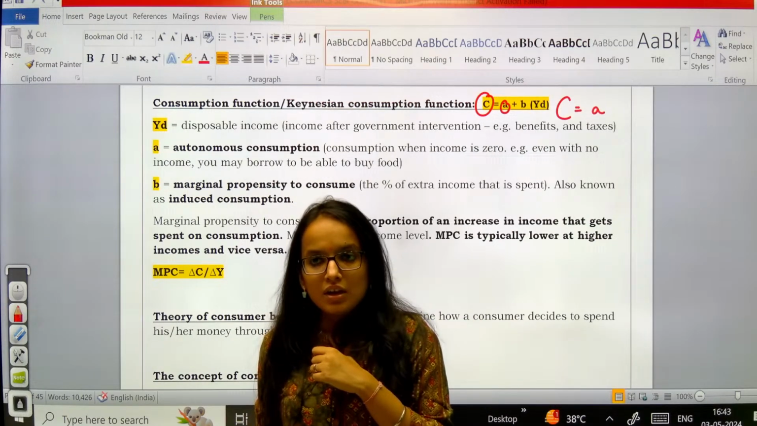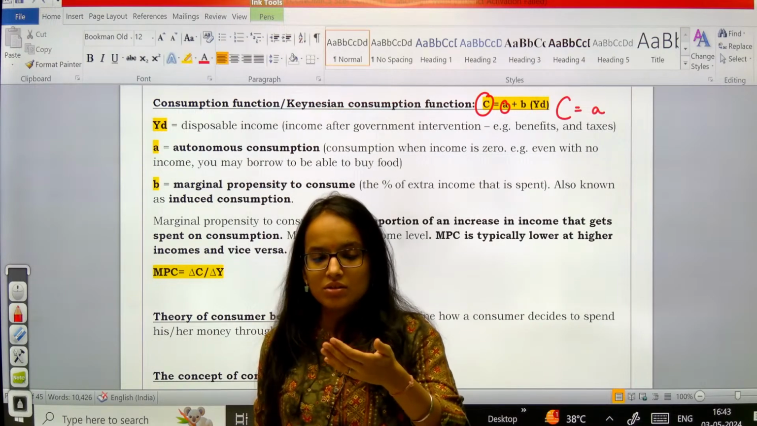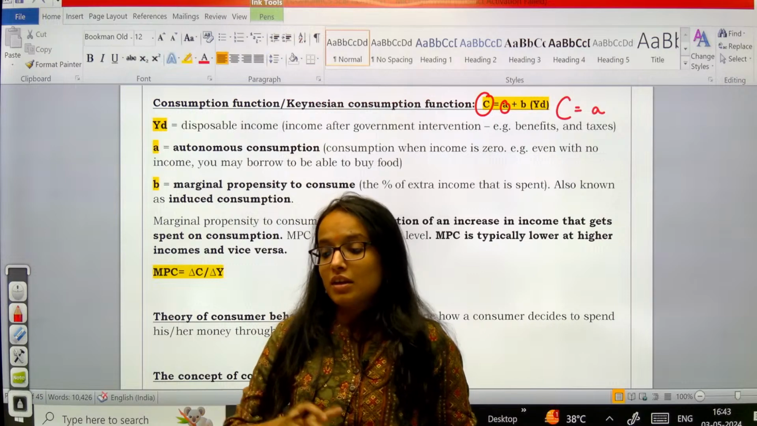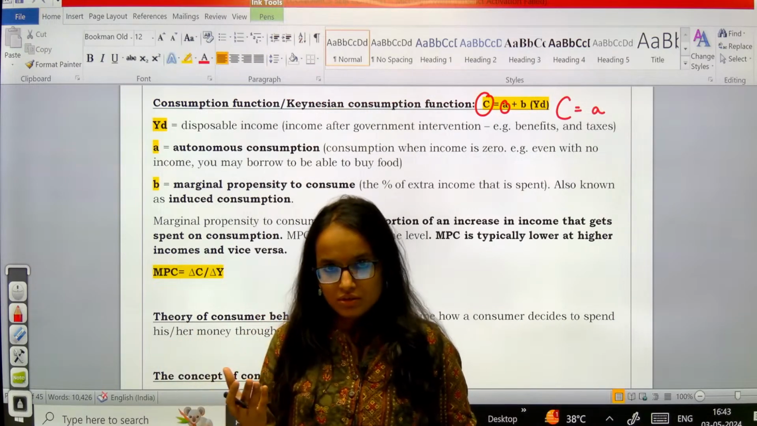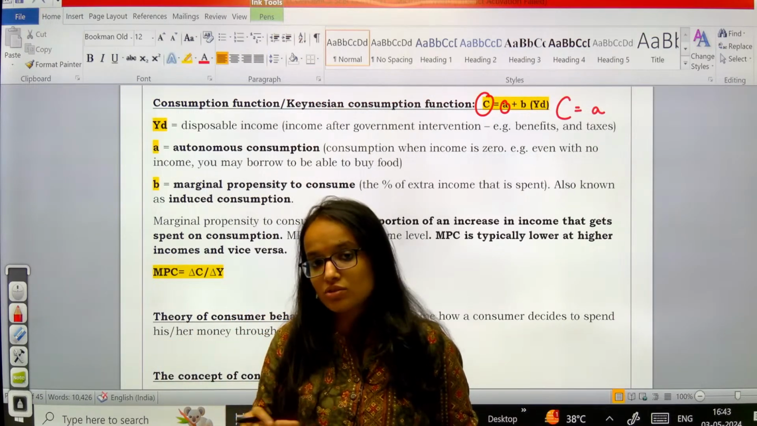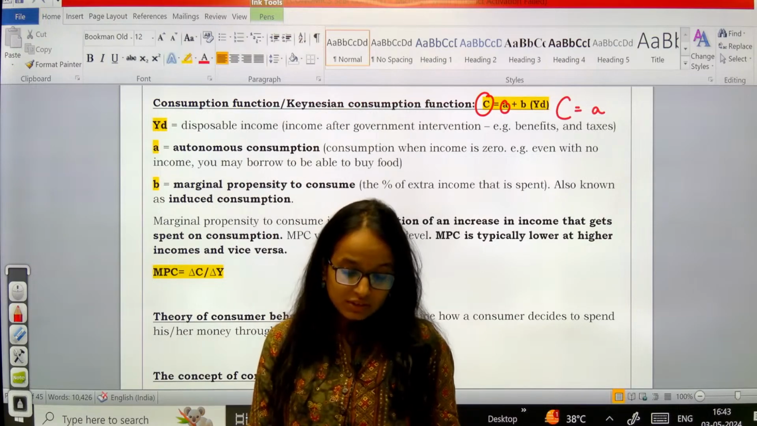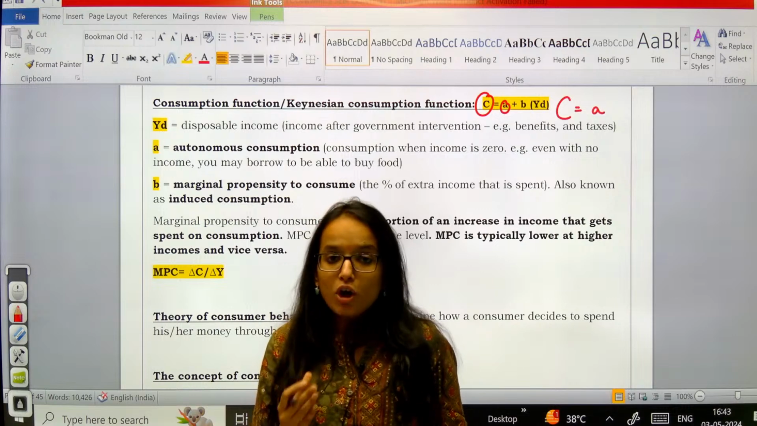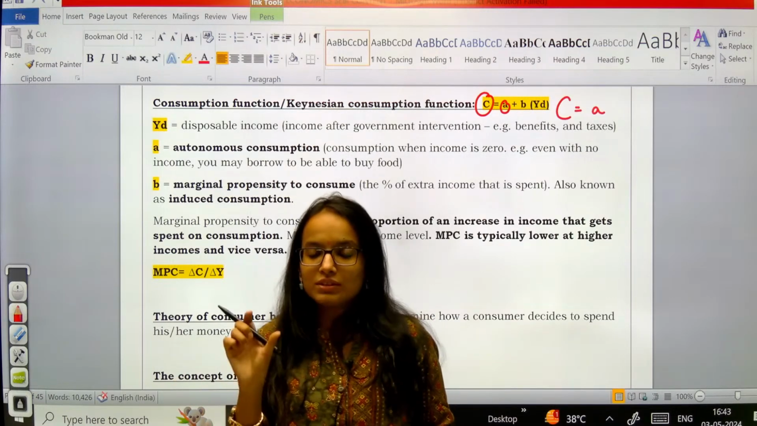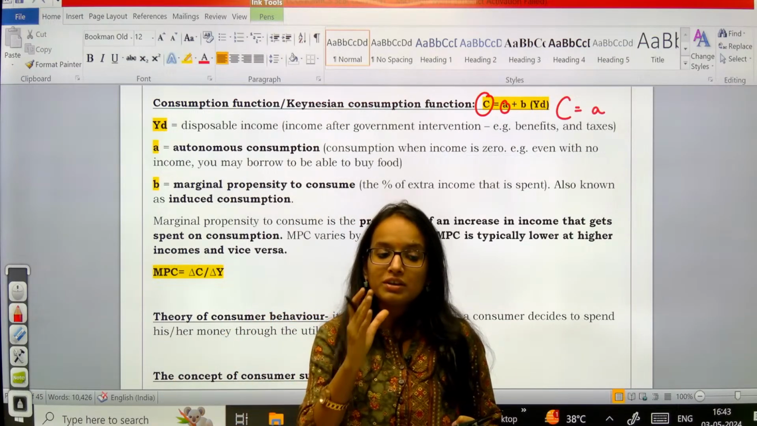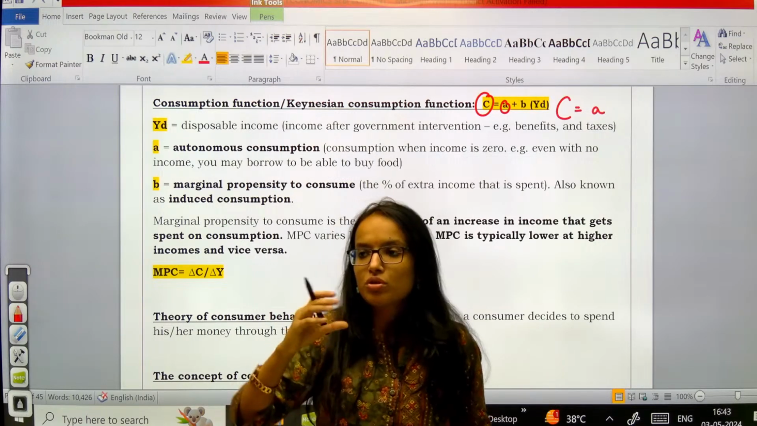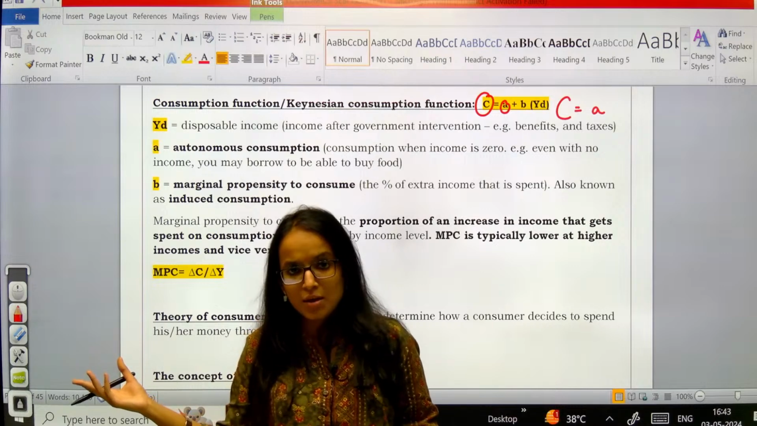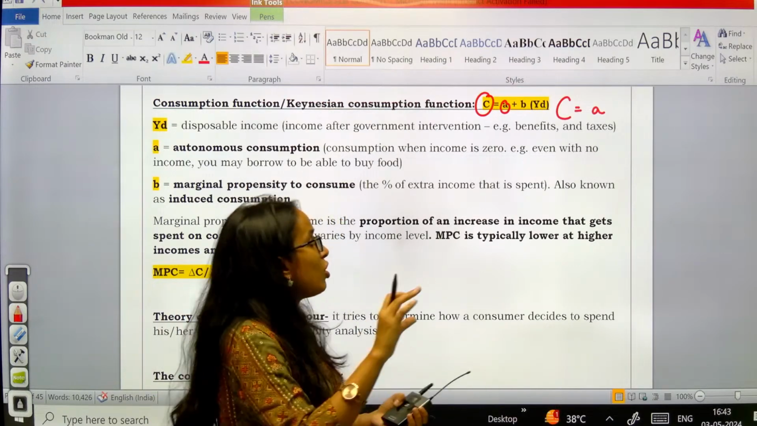Okay, for example, sometimes it happens that you get your salary credited into your account in the initial days of a month, but by the month end your salary gets exhausted, right? But even then you do not stop your consumption expenditure. So that consumption expenditure which is not dependent on your income, because you have certain wealth, certain other sources to spend, right? Accumulated wealth, for example. That is known as autonomous consumption.